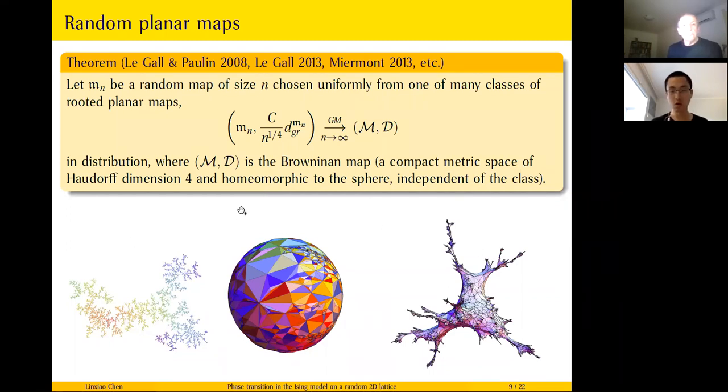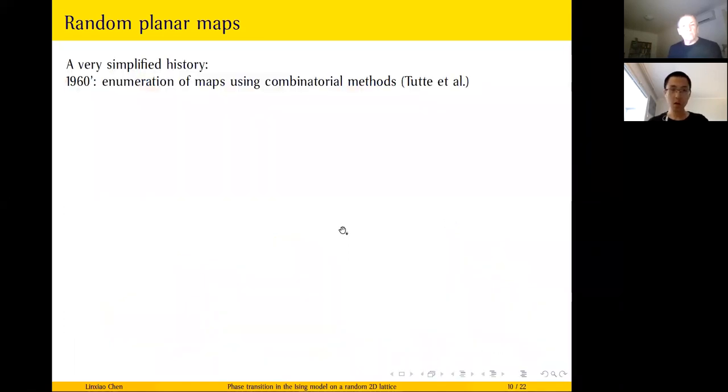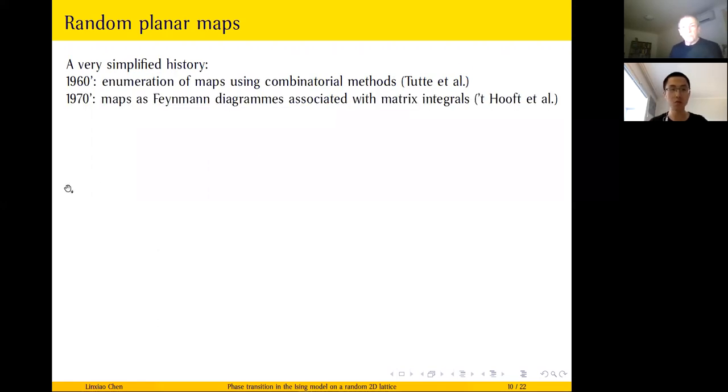So here are just some computer simulations of the limit objects that are obtained by people. Okay. And also a very simplified history of the theory of planar maps. So in the 60s, the theory started with works on the enumeration of planar maps using combinatorial methods, done largely by Tutte and his collaborators.